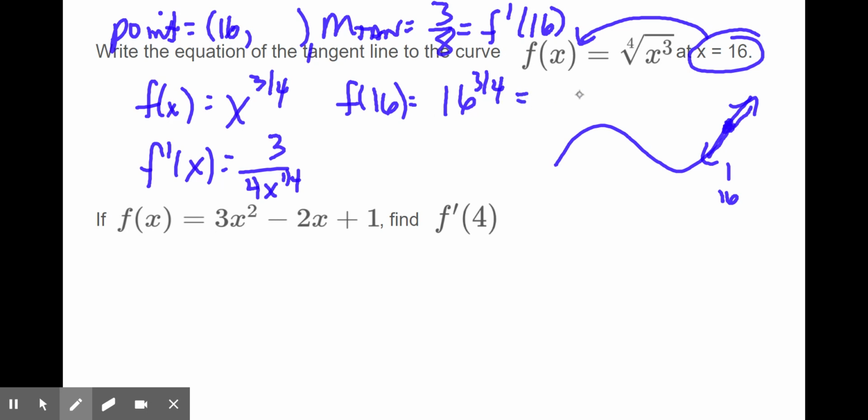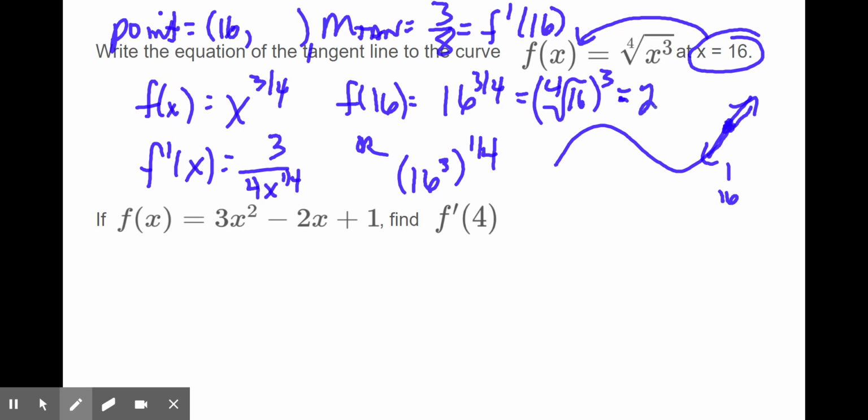So now if you remember, you can either do this as the 4th root of 16 cubed, or you can do it as 16 cubed to the 1/4. Okay, so the 4th root of 16 is 2. 2 cubed is 8. This I have no desire to do. I'm not able to use a calculator on it, so forget it. I'm not doing that. So there's a point at 16 comma 8.